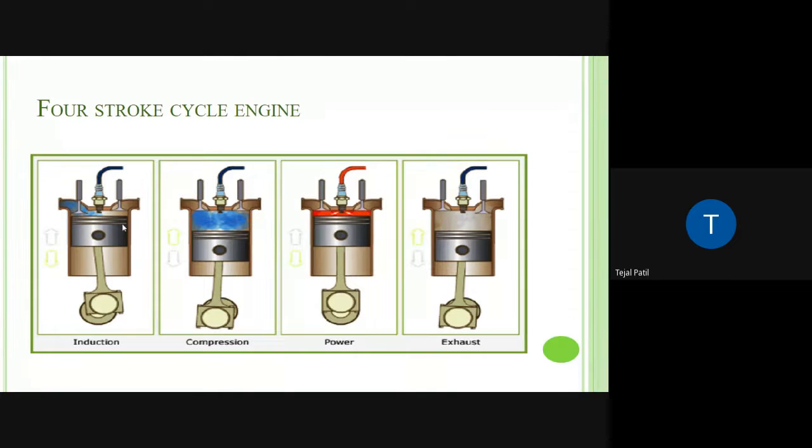But again, the piston is going to move downward, and then the volume will increase, the pressure will decrease, and again the fresh charge will be taken inside. That means suction is going to take place, and the cycle will repeat once again. This is what is going to happen in the 4-stroke petrol engine. Did you understand this? 4-stroke petrol engine.